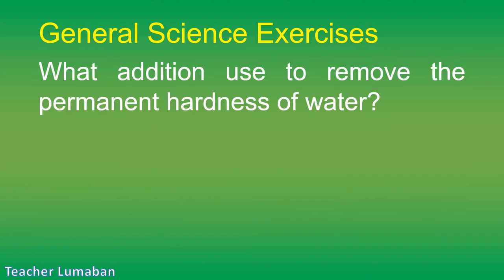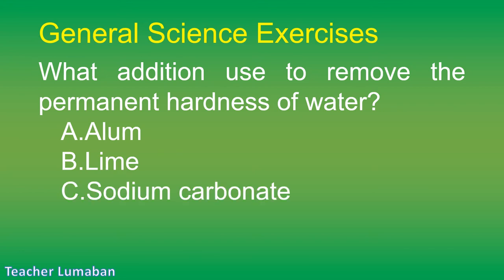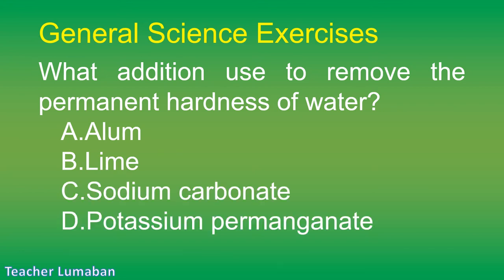What addition is used to remove the permanent hardness of water? Letter A, alum. Letter B, lime. Letter C, sodium carbonate. Letter D, potassium permanganate. Choose the suitable answer to the following choices in 5 seconds.